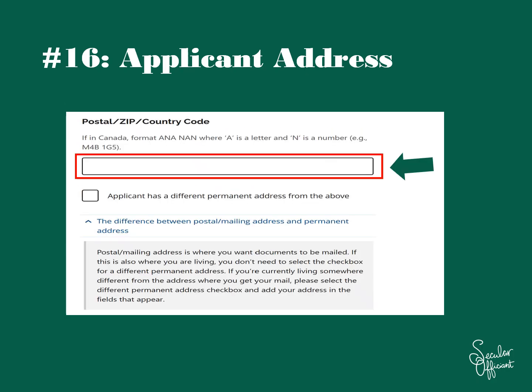Next, you will input your postal code. If this is a Canadian postal code, the format should be letter, space, number, letter, number. The example given by ServiceOntario is M4B space 1G5.